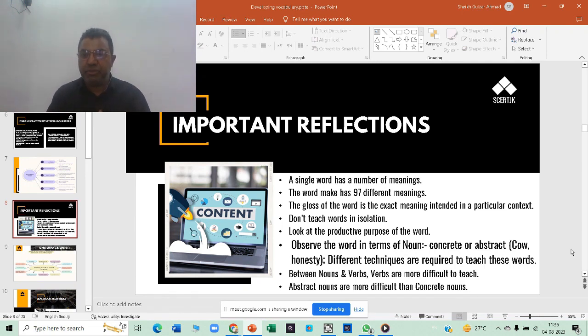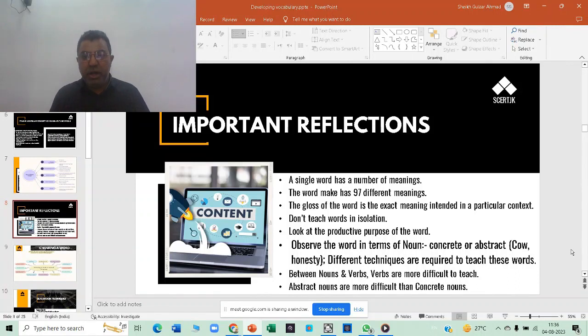Honesty is an abstract idea, and it is very difficult to give any English equivalent and make the student understand it. So the better thing is to move to your mother tongue and explain it. That is the only strategy to help the learner understand this word. So different techniques are required to teach these words.